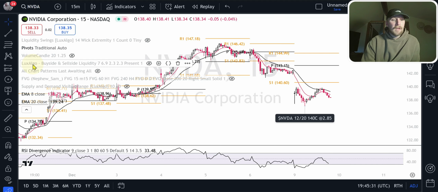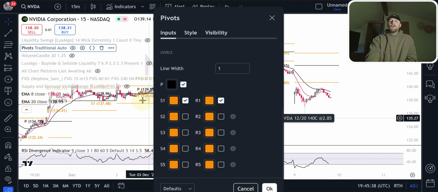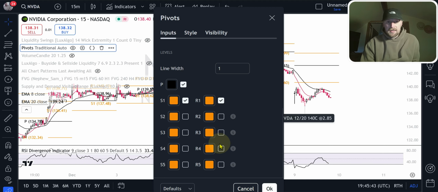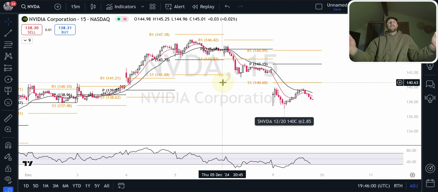I want you to go into the settings to make this easier. With the color aspect of the settings, I want you to make them like this. Your key pivot point is going to be a black line, and the rest of the support and resistance lines are going to be orange. Now, once you're done, just click OK. With our key pivots, this is the easiest way to draw out your support and resistance lines.